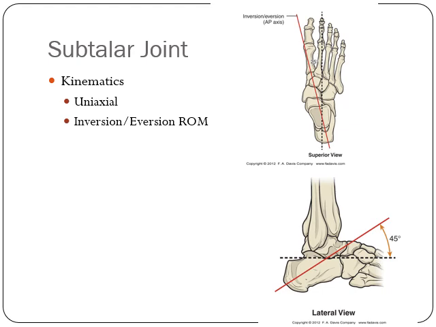So this is a uniaxial joint. It's also difficult to completely isolate movement. So again, if you go and really try to do full inversion with your subtalar joint, you're going to get other motions taking place at the foot and ankle, and the same thing with eversion. So really, when you're doing that full motion, you're bringing in other movements that are going to be taking place.